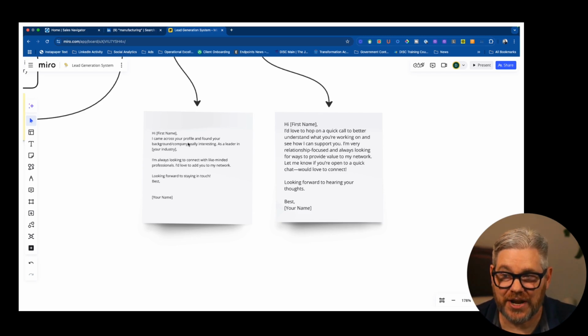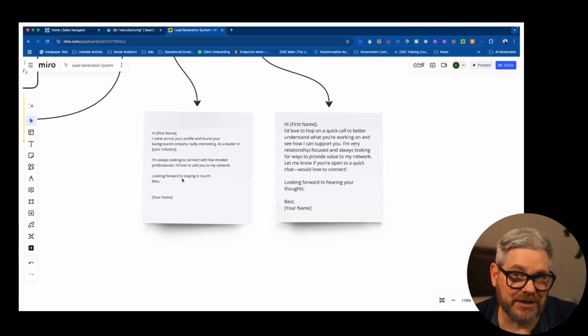I came across your profile and I found your background or company really interesting as a leader in this case, manufacturing. I'm always looking to connect with like-minded professionals. I'd love to add you to my network and looking forward to staying in touch. And then I just add my name and leave it at that.